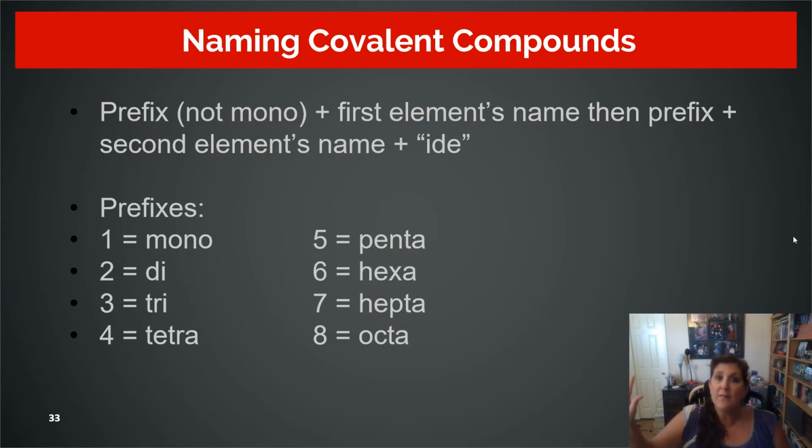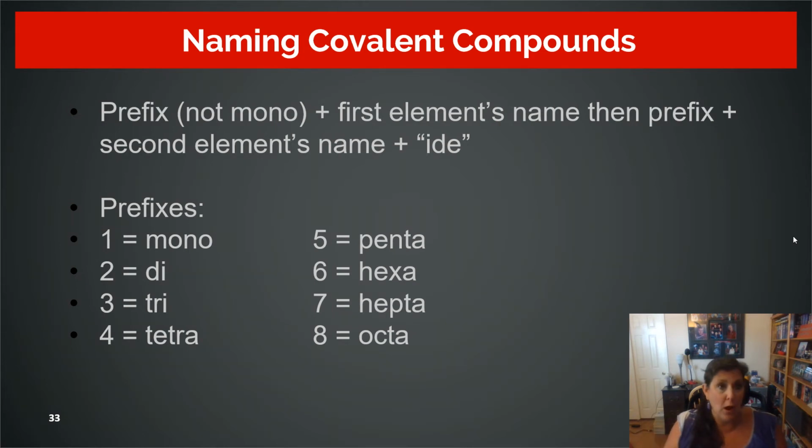We have a prefix and then the first element's name, which is on your periodic table. Then the prefix for the second element's name, but we take off the ending and add the suffix "ide," I-D-E. Now the prefixes are listed right here, 1 through 8.